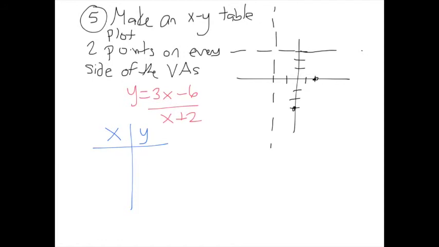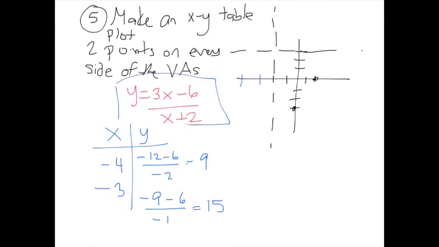and just plot 2 more points so we can get a better idea of what's going on. My recommendation is to pick some fairly easy ones, especially if you do not have a calculator. So let's see what's going on with negative 4 and negative 3. You'll see if we plug in negative 4 and negative 3 into our function, we get a y value of 9 and 15 respectively.